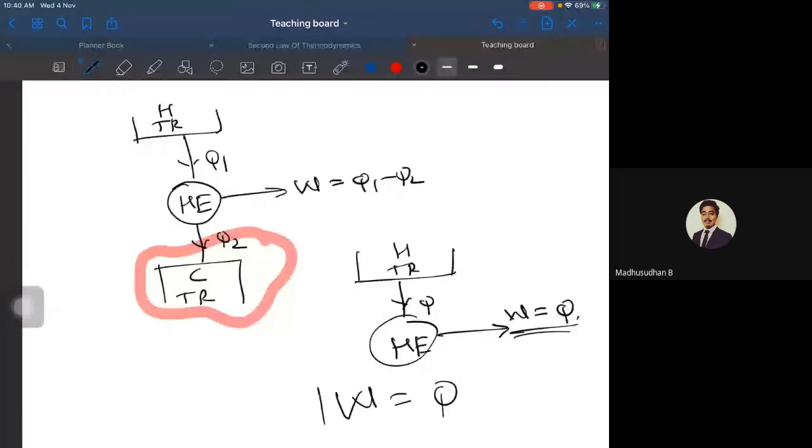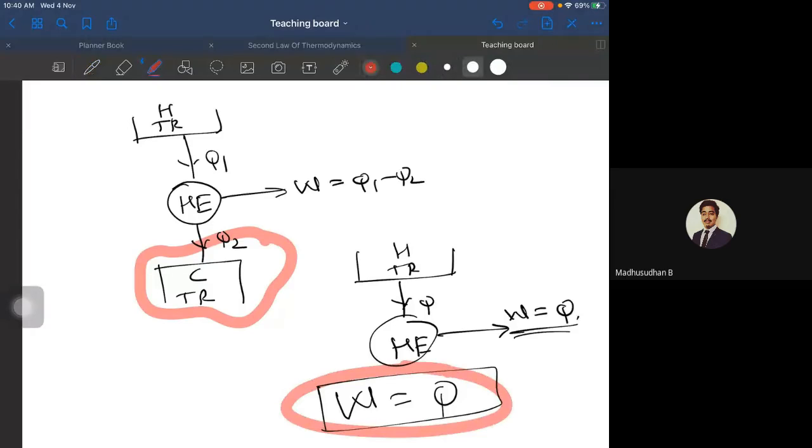This particular expression you have already learned in some other law. What is that? W is equal to Q, you have already come across in some other law. What law is that? Cyclic process. First law of thermodynamics applied for a cyclic process. Excellent. So according to the first law of thermodynamics, the cyclic integral of work flow must be equal to the cyclic integral of heat flow. Yes or no?